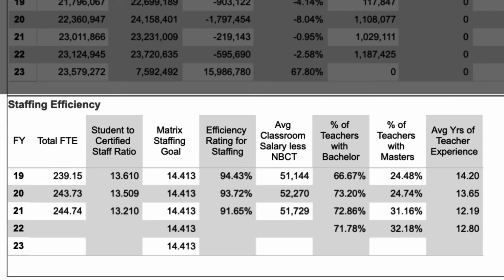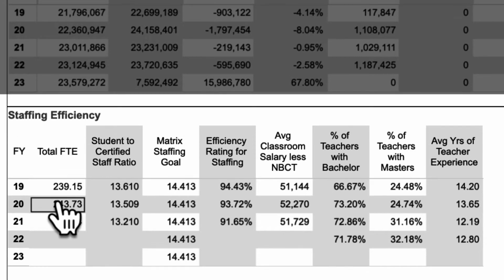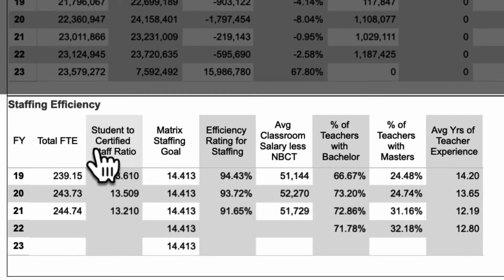Final column on this side of the ledger is a staffing efficiency rating. So we take a look at your staffing model. We start off with the total number of FTEs, or full-time equivalent employees, and this number is pulled from the annual statistical report.